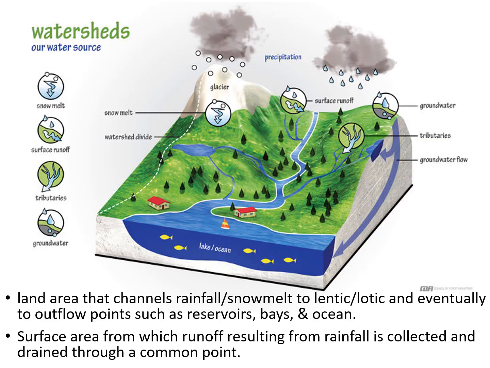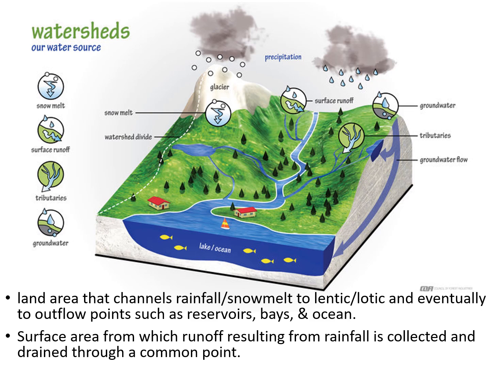Now, by general knowledge, you might know what a watershed is, right? So a watershed is the surface area, the land area that channelizes precipitation to some sort of a lentic or a lotic aquatic habitat.